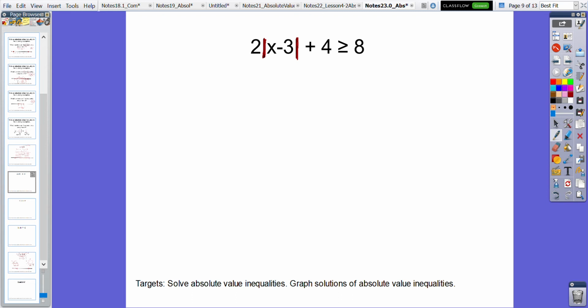That will not help us in solving it. We want to leave that alone so that way we know that this is what we need to get by itself. All right. Nonetheless, we get a greater than or equal to here. This clues us in that this is going to end up being an OR graph.